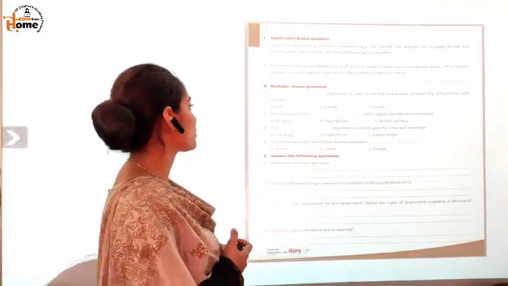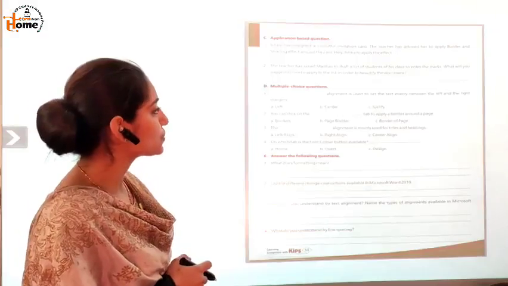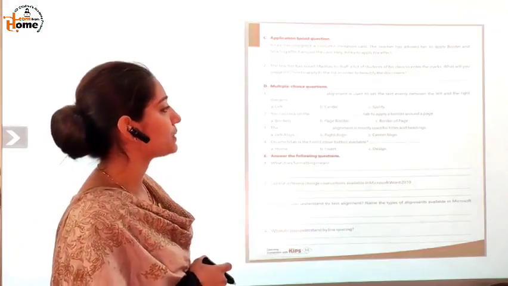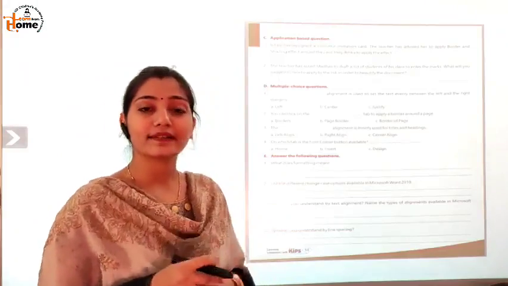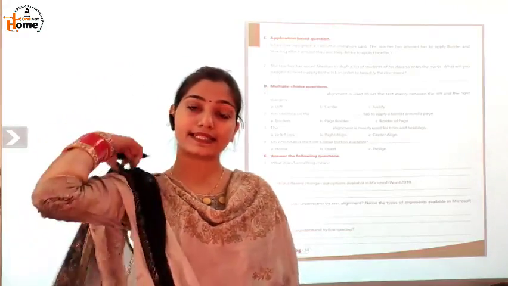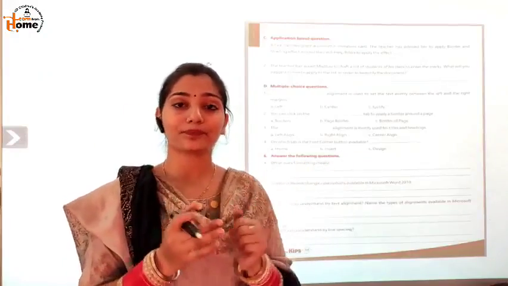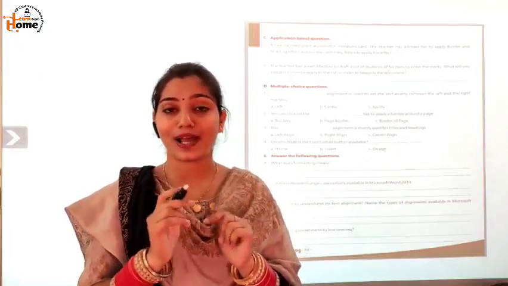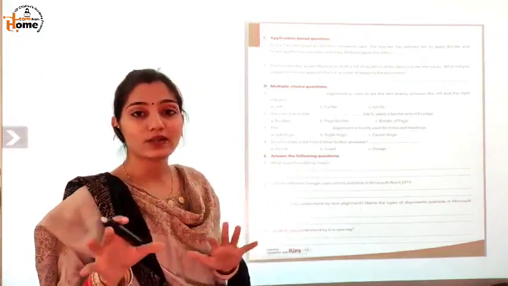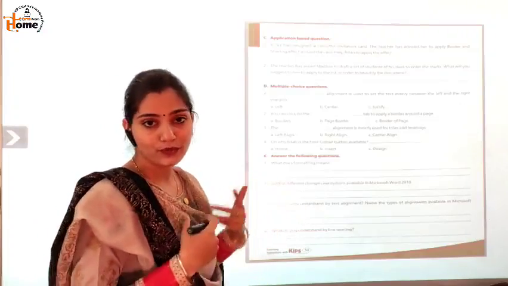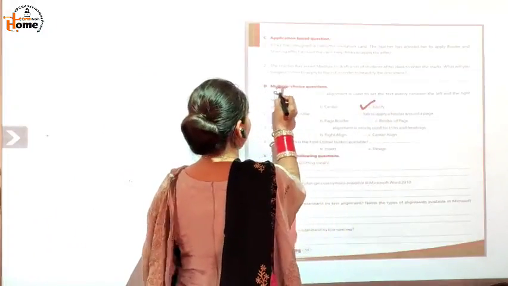Next are multiple choice questions. Dash alignment is used to set the text evenly between the left and right margins. Which sets the text in the left and right margin equally? Justify alignment. Very good. If it is not clear here, you can see in your book. It's not even for you, it's for me only. Okay? Option number C, justify alignment.